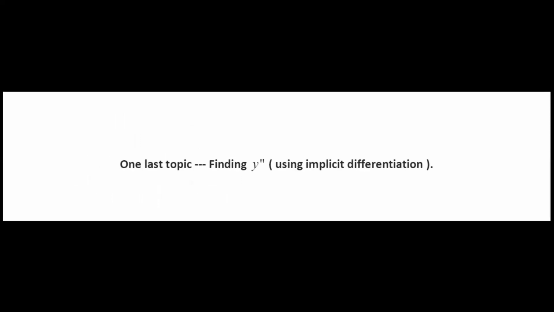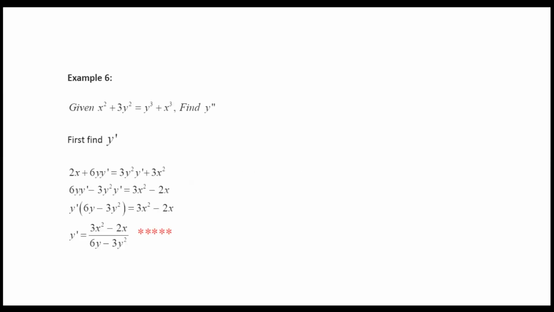One last topic, finding y double prime. Now, this may be beyond what you're doing in your course, but we want to cover that in this course, just in case you need to find the second derivative implicitly. So let's take a problem here. x squared plus 3y squared equals y cubed plus x cubed, find y double prime.